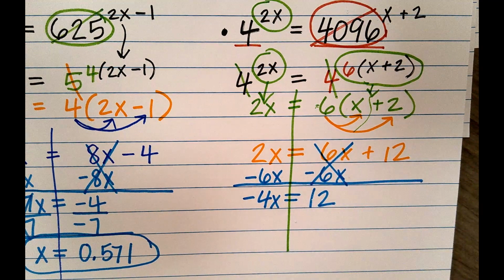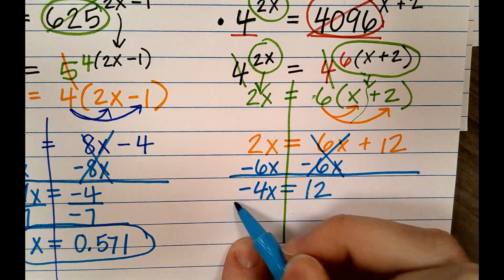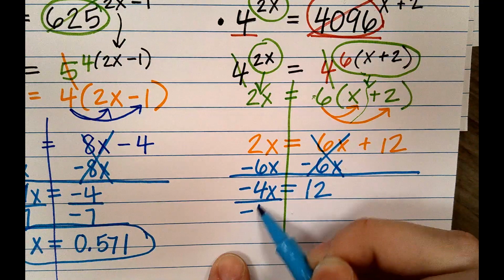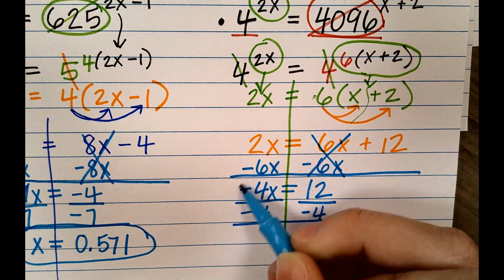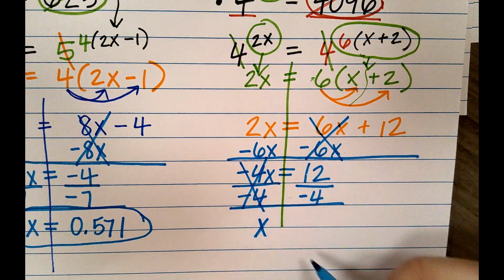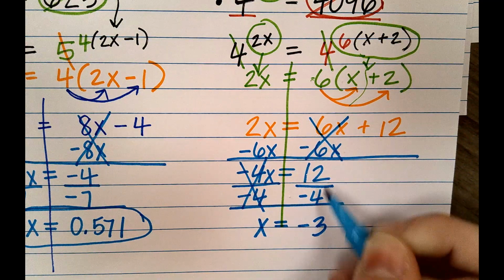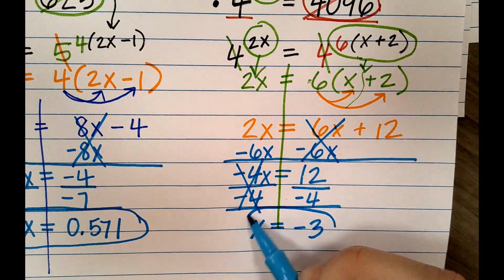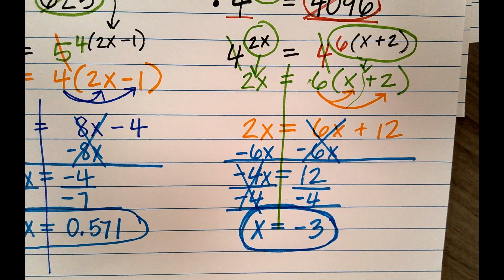And then you're going to draw the line to divide. Good. Divide. To get x by itself, we'll divide by negative 4. And then what? x equals negative 3. Yes, 12 divided by negative 4, x equals negative 3. That's our answer. Nice.